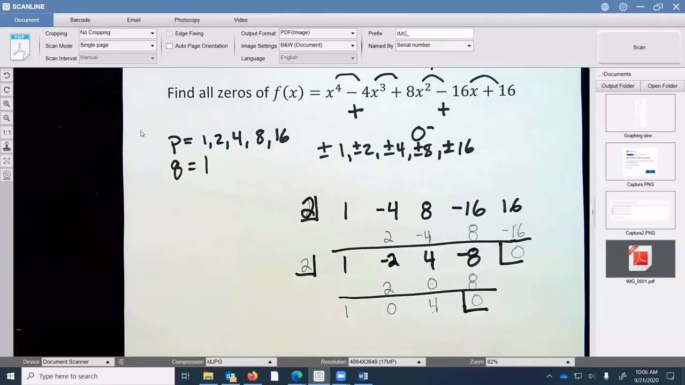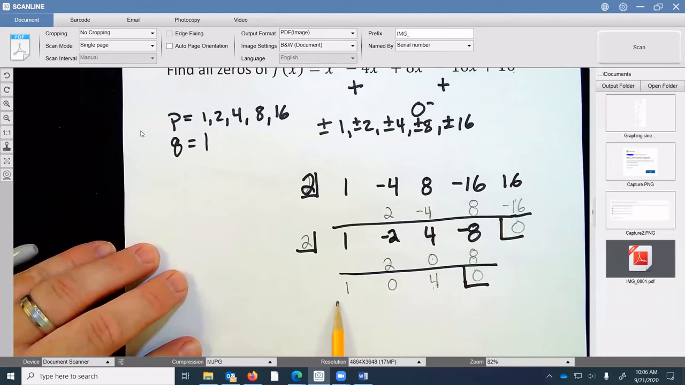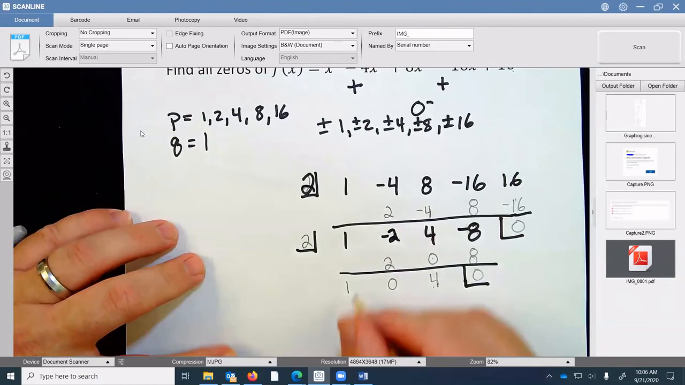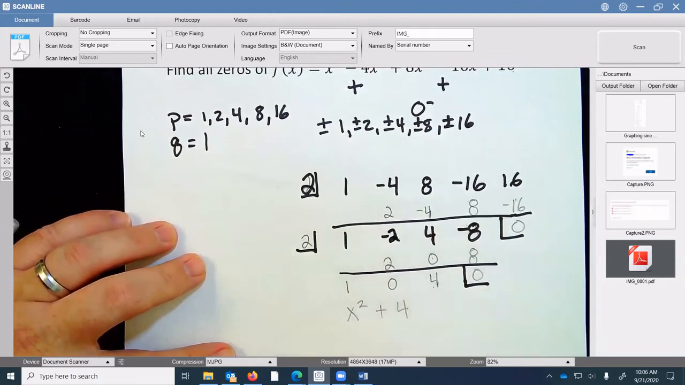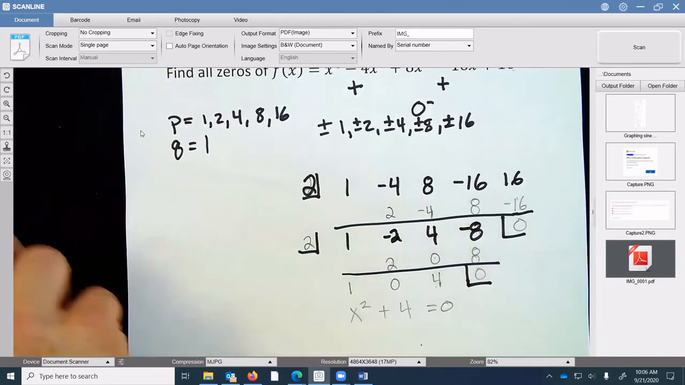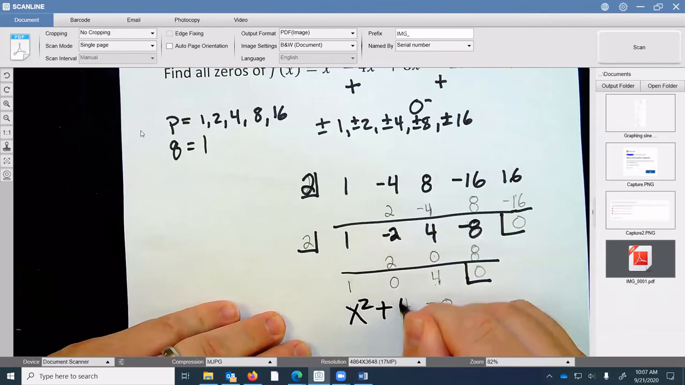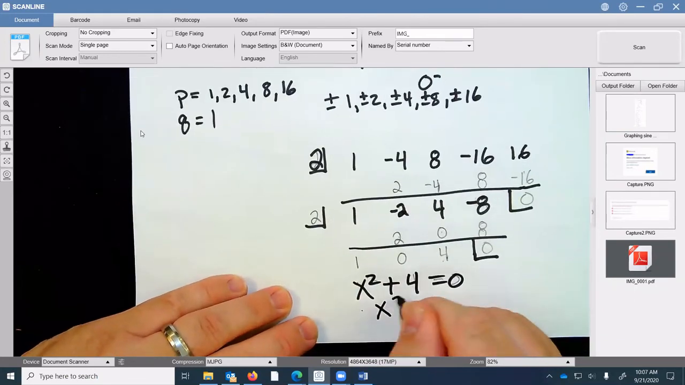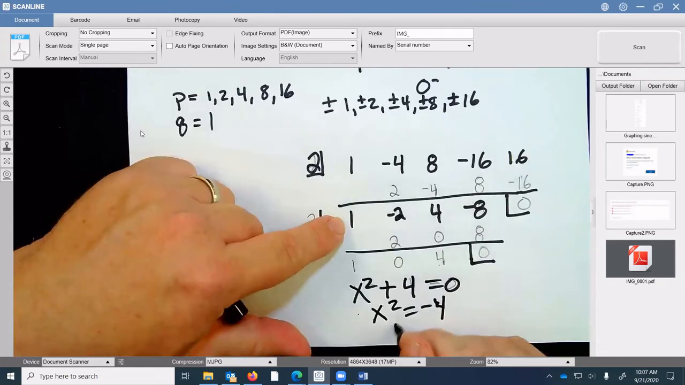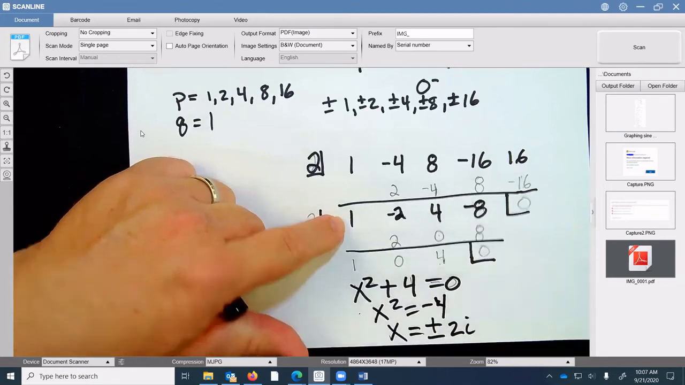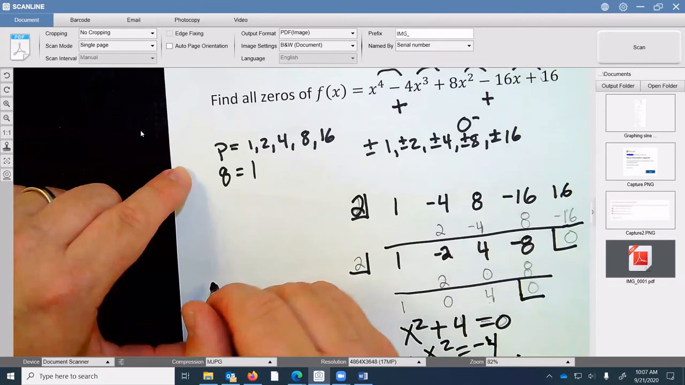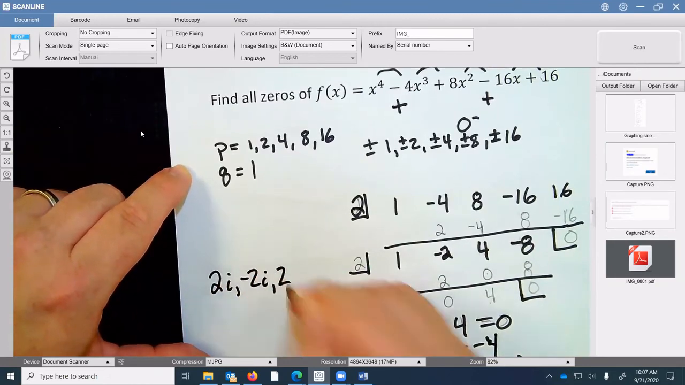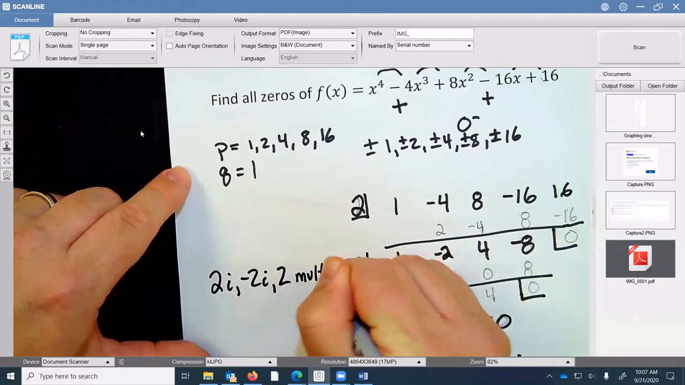Now, I get to this point where I end up with a trinomial. Stop doing synthetic division. Just write it down. X squared plus 4 is what I write down, and just factor this out or set it equal to 0. Well, I can't factor this. Subtract 4 from both sides. Take the square root, and I end up with plus or minus 2i. So my roots then are 2i, -2i, and 2. And you could put that this does have a multiplicity of 2.